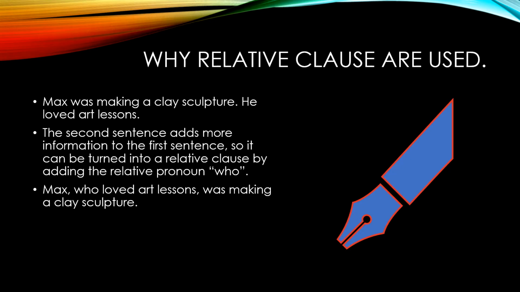So why relative clauses are used. Say you have two sentences, as in here: Max was making a clay sculpture. He loved art lessons. And you want to combine them. Well, the second sentence adds more information to the first sentence. So this second sentence can be turned into a relative clause by adding the relative pronoun who. So then you get the sentence, Max, who loved art lessons, was making a clay sculpture.